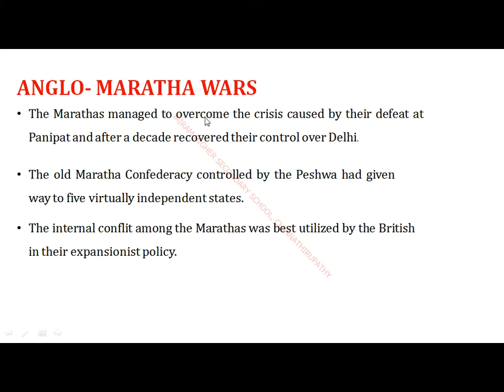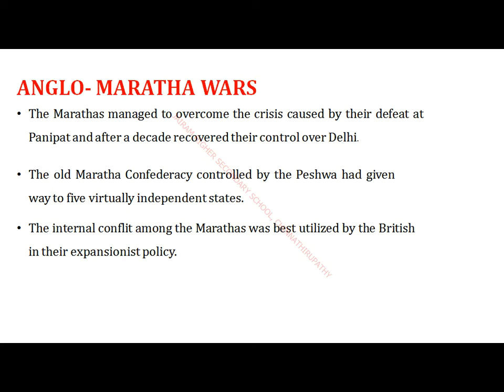The Marathas managed to overcome the crisis caused by their defeat at Panipat, and after a decade recovered their control over Delhi. Overcome means to come out from the crisis, here the problems caused by the defeat during the Battle of Panipat. After a decade means a period of 10 years. As you know very well, a period of 10 years is called a decade. Okay, recovered their control over Delhi.